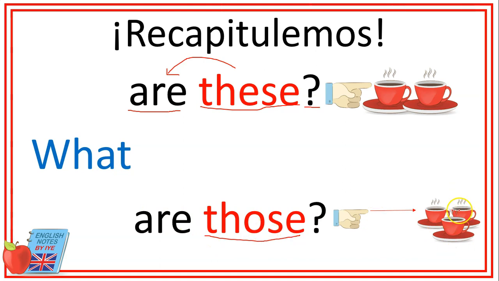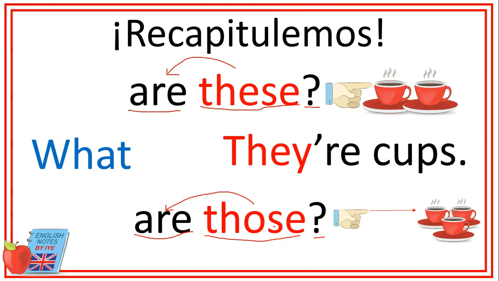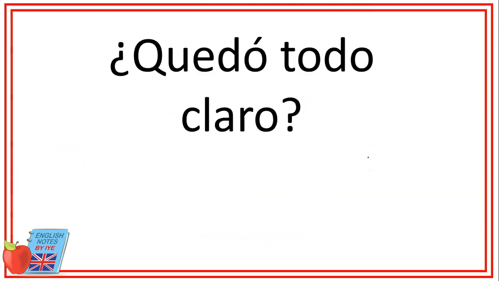Utilizamos those porque los objetos están lejos y utilizamos are porque los objetos están en plural. Nuevamente recuerden, el verbo to be siempre va antes del sujeto cuando hacemos preguntas. Y sustituimos las palabras these and those por el pronombre they. Entonces sustituiríamos y la respuesta sería they're cups. ¿Ok? Now, ¿quedó todo claro?